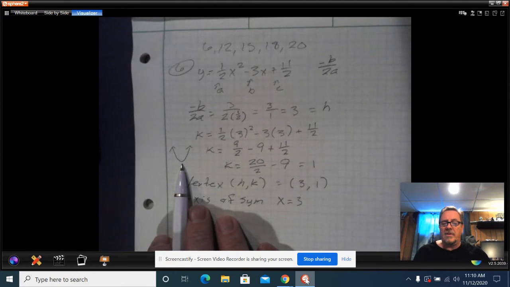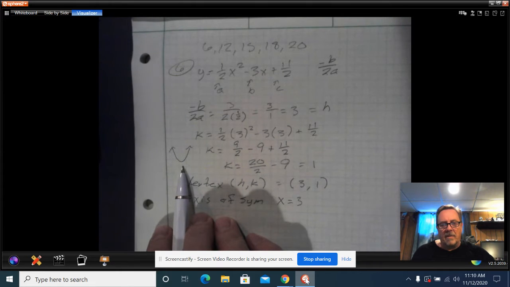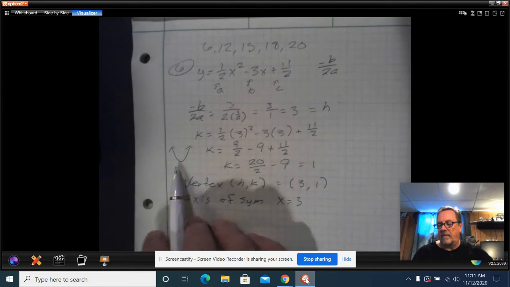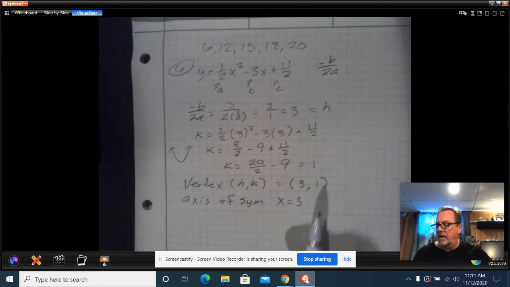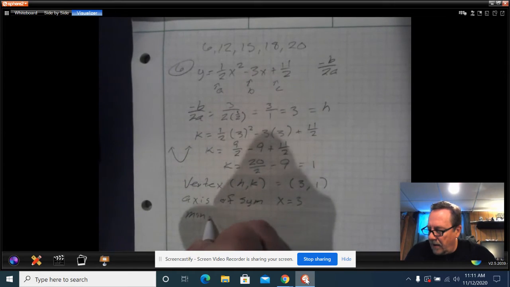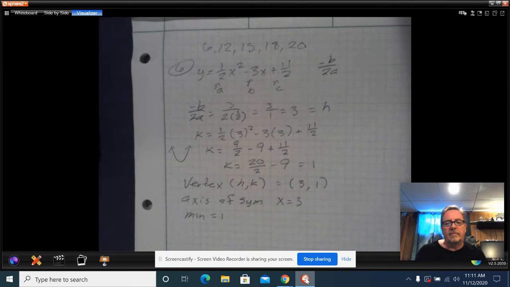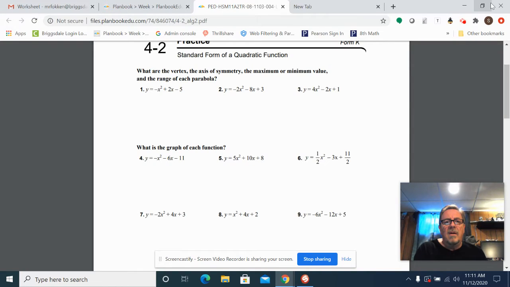If it opens downwards, it's going to have a maximum value, because then it looks more like a mountain and it has a peak. This one has a little valley down here, which we could say is a trough. The bottom of it is going to be where the vertex is, and so the smallest y value that this can have is 1. So it has a minimum value, which is equal to 1. And I think that's all we were supposed to do there. Vertex, axis of symmetry, minimum value.